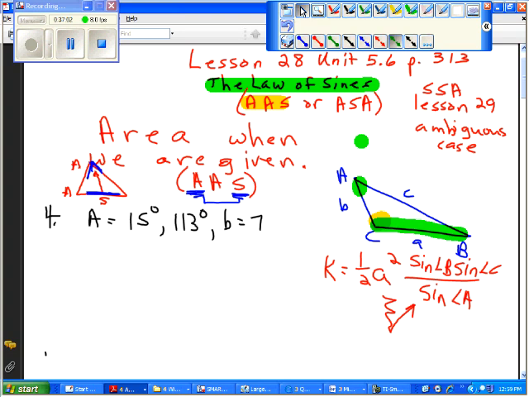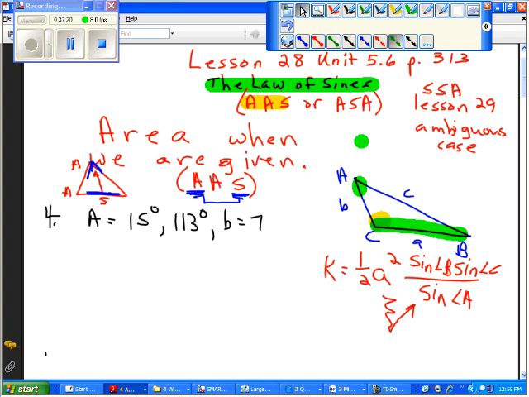And you could obviously have 1/2 b squared sine A sine C over sine B. Or you could have 1/2 c squared. But if you got c squared, then the C's on the bottom, right? If you got b squared, the B's on the bottom. If you got a squared, A is on the bottom. All right, that's the deal.